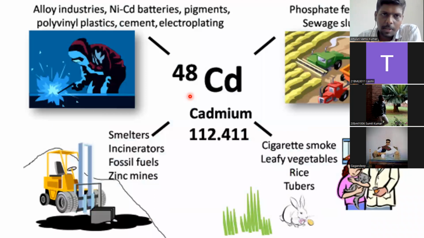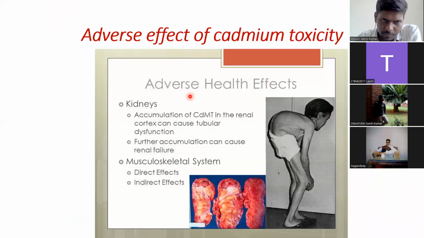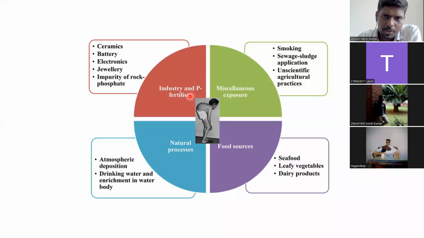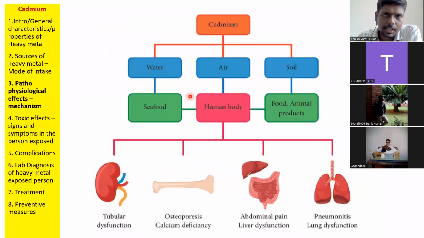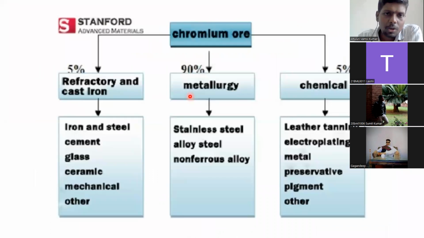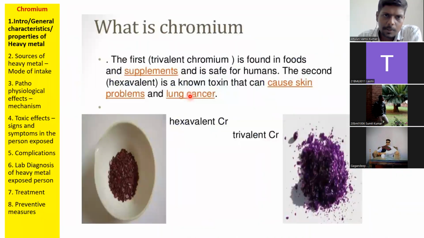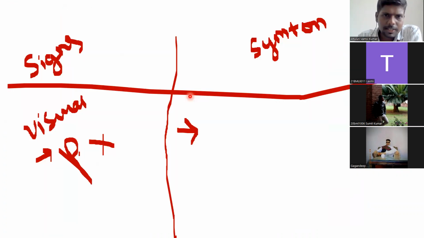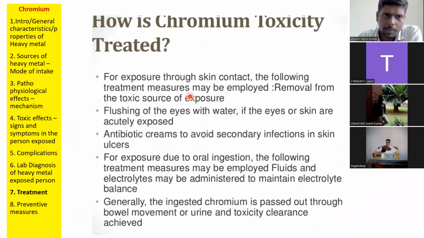So cadmium toxicity. We have seen all the cadmium toxicities. Then we started discussing the next metal, chromium. Chromium is used as an alloy in steel. Chromium will cause lung cancers. So we have seen all the things about chromium.